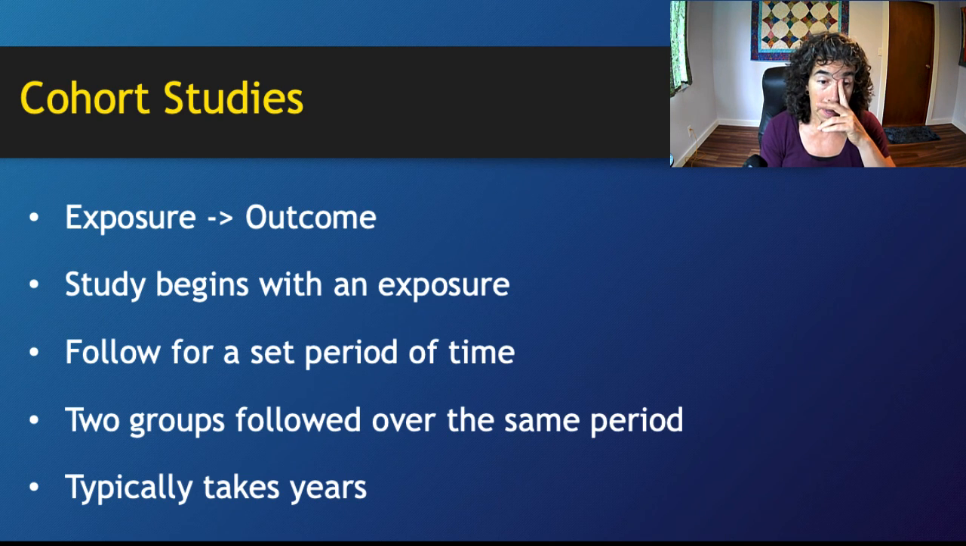Cohort studies, there's an exposure and an outcome, and the study begins with an exposure. We follow the group for a set period of time, or two groups are followed over the same period, and these typically take years. So it's not that we have actually used an intervention, but for example, it could be the onset of COPD, right? Or the onset of heart disease. And over time, those diseases will develop and change, and we will measure over time what happens to the individuals.